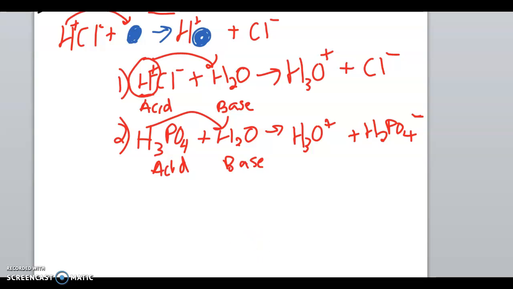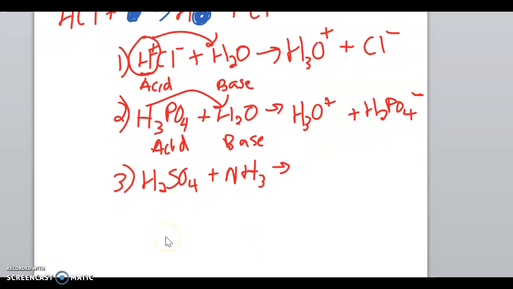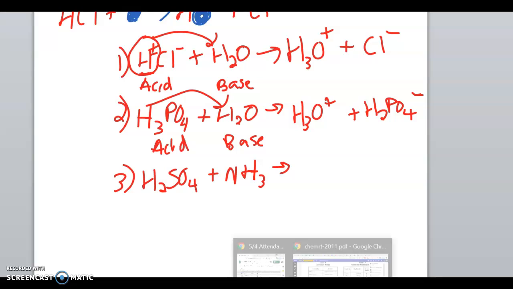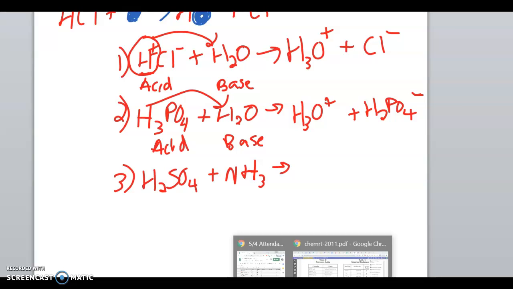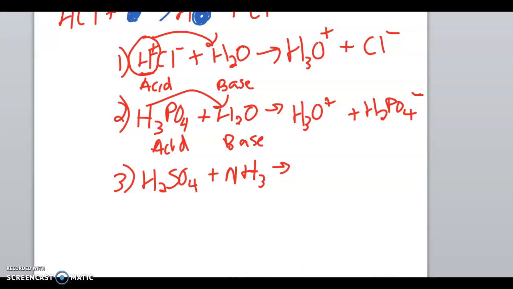Alright, let's try another one. Okay, so I now have H2SO4 and NH3. So I am not totally sure which one's the acid. I see that this has an H in front, so this one's probably the acid. But I might want to double check because NH3 also has H's in it. So quickly double check your reference table. If it will open. Oh my gosh.